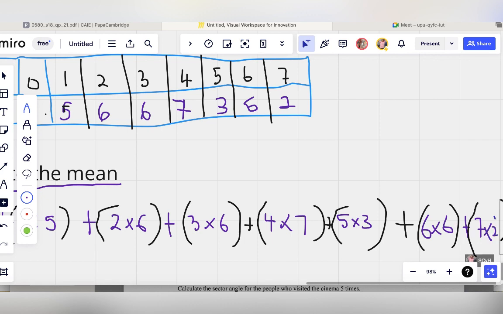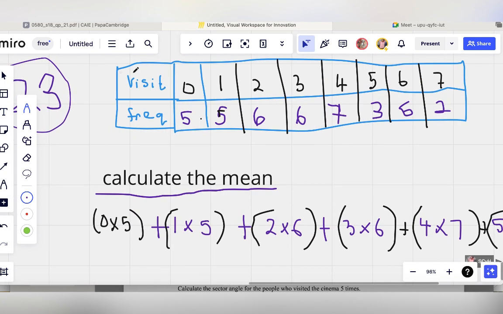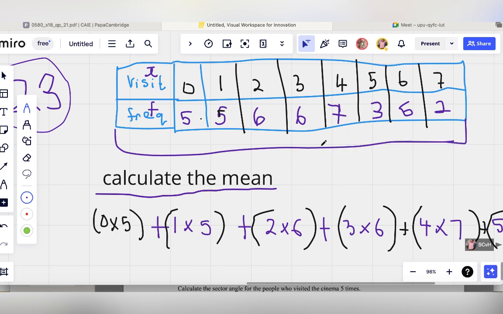Why is it called sigma f of x? Because this is our x, and this is our frequency, f. So you're getting new data, fx, here on this table. Each one, you multiply: here is 0, here is 5, here will be 12, here will be 18, here will be 28. I'm just multiplying this and this. Here's 15, here's 36, and here's 14.